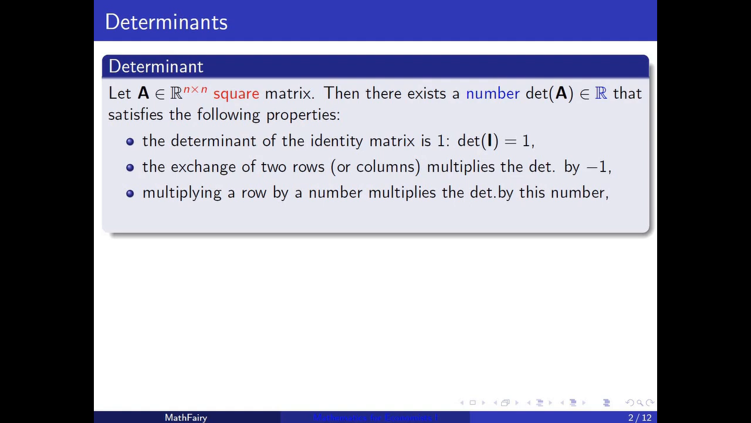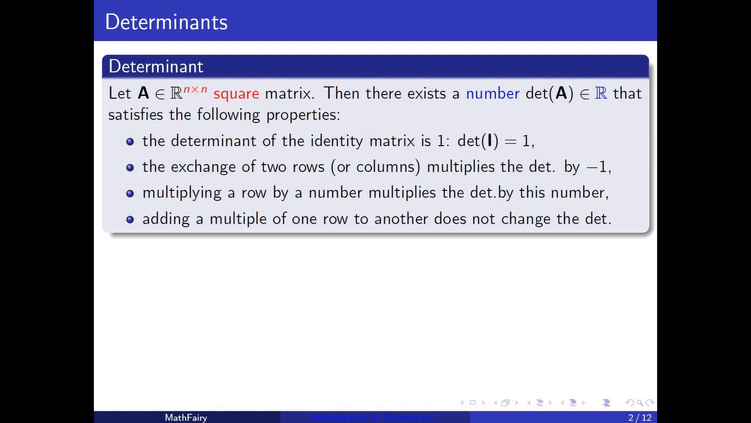Third, multiplying a row by a number multiplies the whole determinant by that number. And finally, adding any multiple of one row to another does not change the determinant. Note that this first criterion is needed to ensure that the determinant is unique, because otherwise we could say that the determinant of every square matrix is 0 and then the other three properties would still hold.